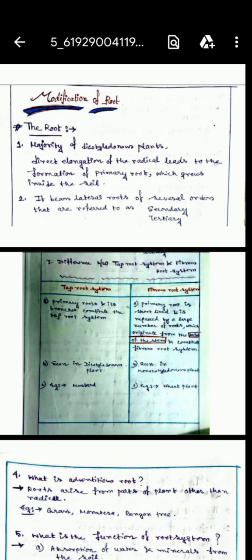What is root? Point number one. In the majority of dicotyledonous plants, direct elongation of the radicle leads to the formation of the primary root, which grows inside the soil. Now, point number two. It bears lateral roots of several orders that are referred to as secondary, tertiary.